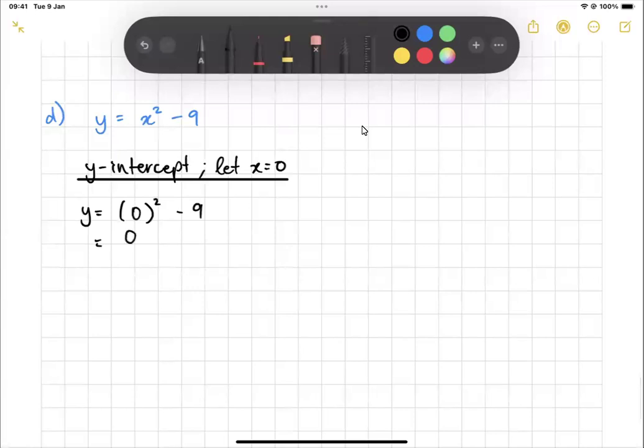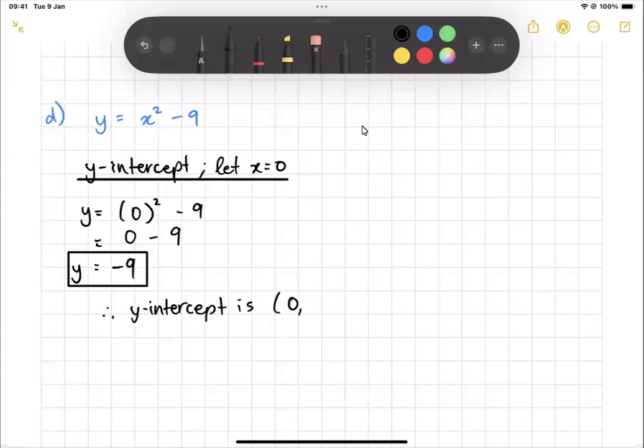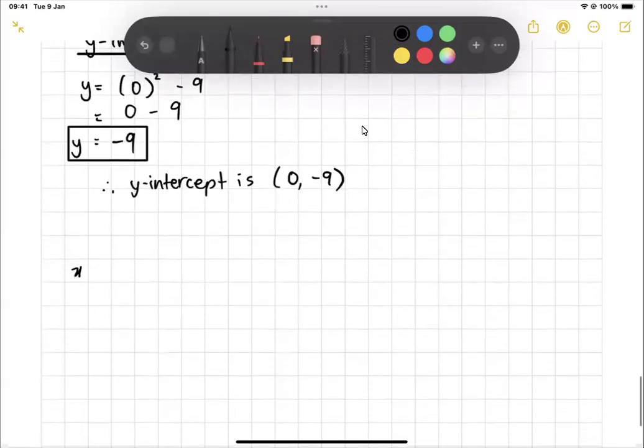0 squared gives me 0. Minus 9 is the same. 0 minus 9 gives me negative 9. So my y-intercept, or its coordinate, is going to be (0, -9). Remember, in your coordinate, it's the x coordinate first, then the y. Once you've done that, find your x-intercept.